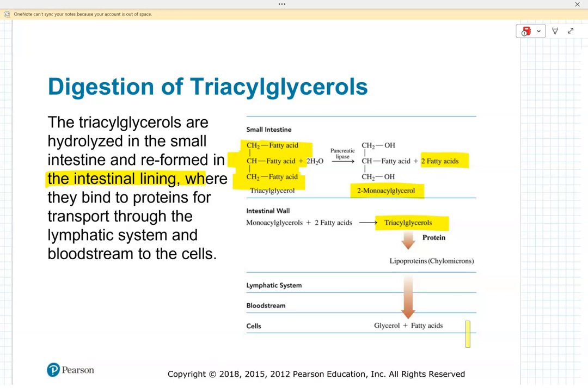What is the main component of your blood? Water. So if you try to squeeze that fat into the blood, it's not going to go well. They don't mix. So instead, you load triacylglycerols onto protein, forming chylomicrons.